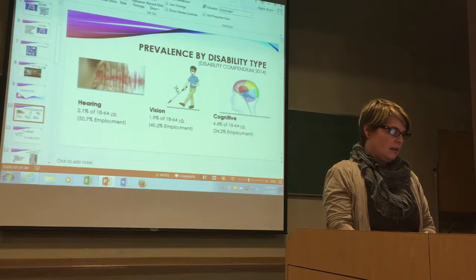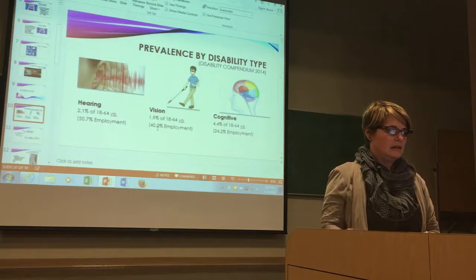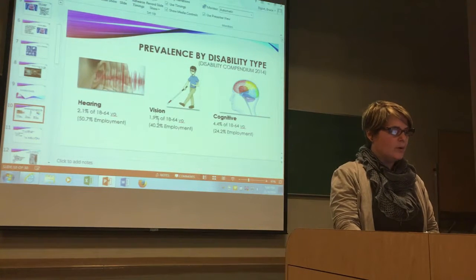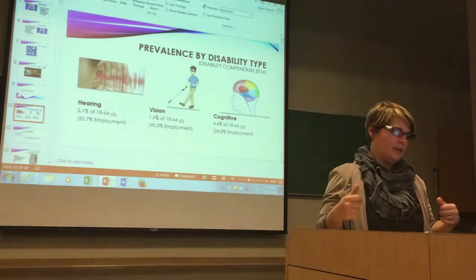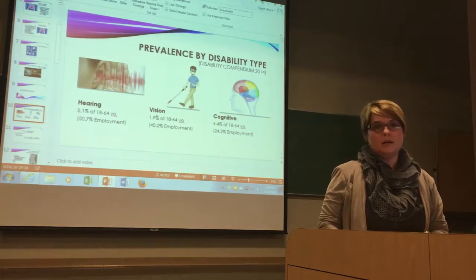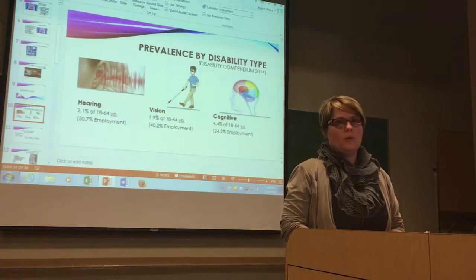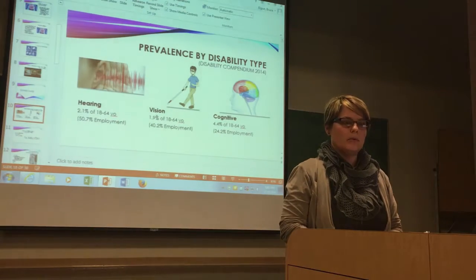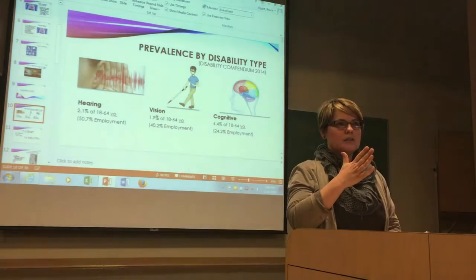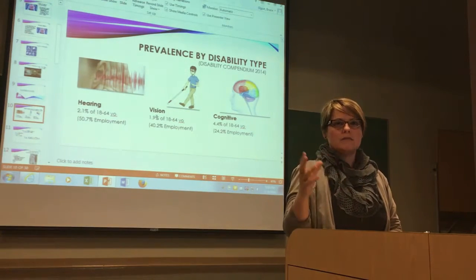Among the visually impaired, 1.9% of the population, ages 18 to 64, has vision impairment, and they have 40% employment rates. And then cognitive is double, 4.4% have cognitive impairments, and they're at 24% employment. So we've got 24% to 50% employment among each of these groups.